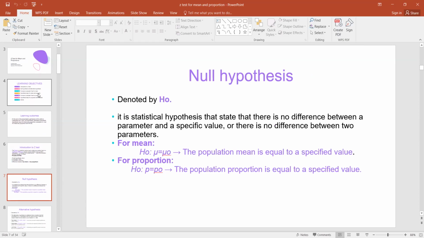Null hypothesis, denoted by H naught, is a statistical hypothesis that states that there is no difference between a parameter and a specific value, or there is no difference between two parameters. For mean, null hypothesis is mu is equal to mu naught: the population mean is equal to specified value. For proportion, null hypothesis is P is equal to P naught: the population proportion is equal to specified value.